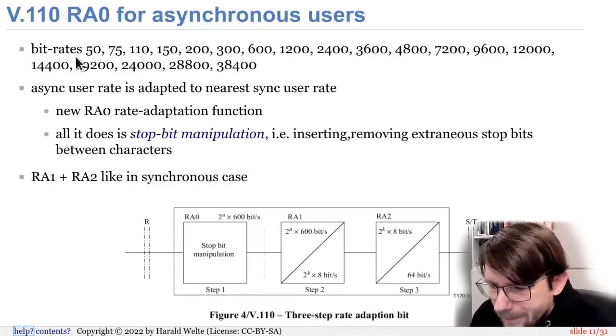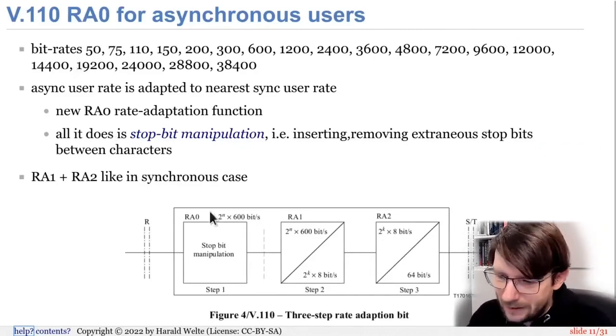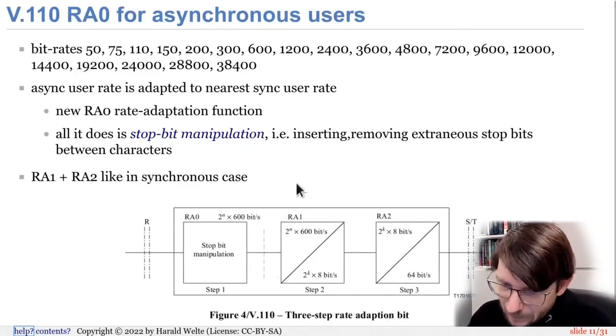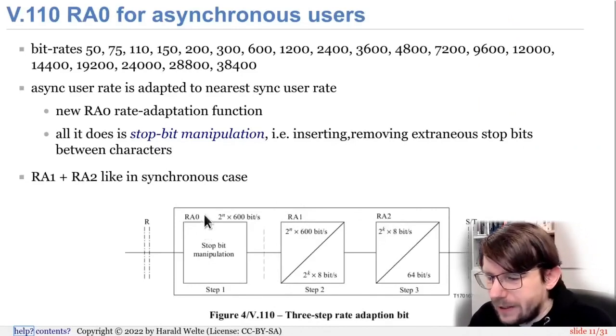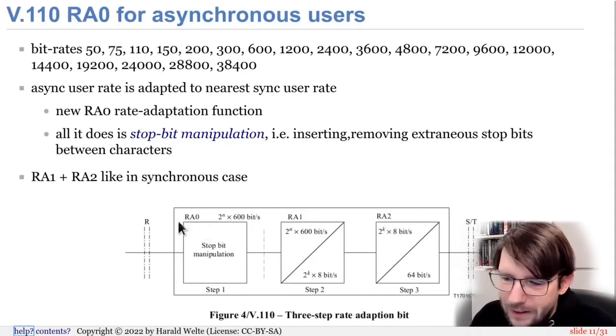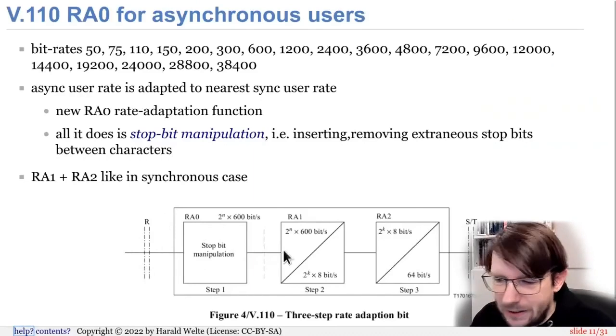And the UART is an asynchronous interface, of course. So in this case, what happens is that, like in the synchronous use case, we have RA1 and RA2, but we get an additional rate adaptation function in front, RA0, which converts from the asynchronous bits and bytes received on the R interface to a synchronous bit rate that gets fed into the RA1 function, and then it proceeds as in a synchronous use case. So it's the synchronous use case plus an additional RA0 function.